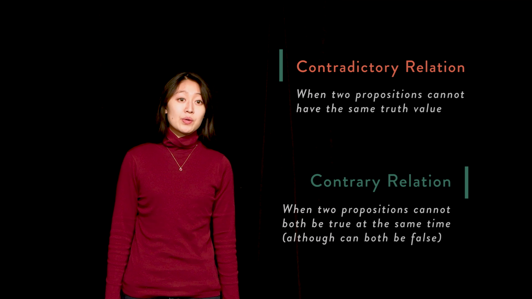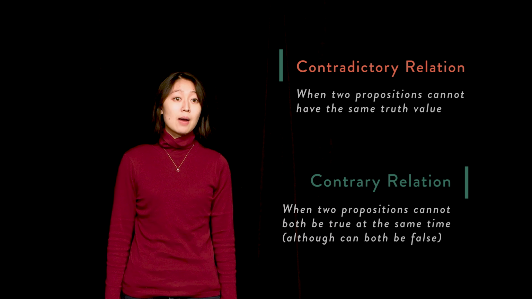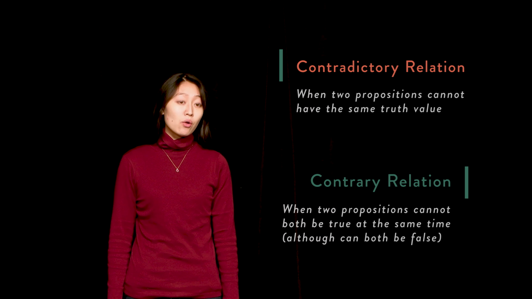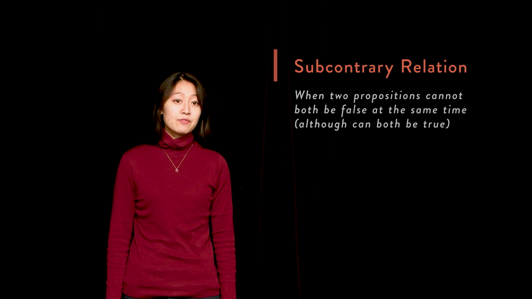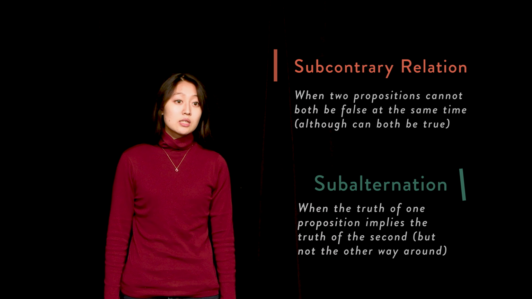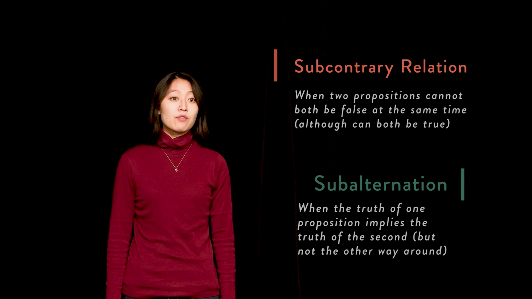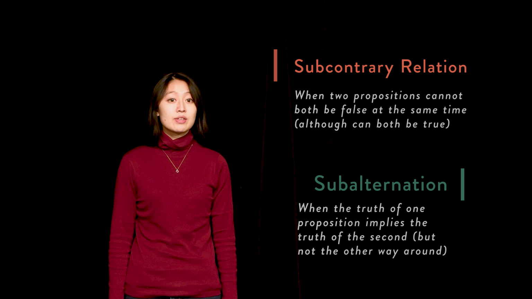Second, contrary relation, when 2 propositions cannot both be true at the same time, although they can both be false. Third, subcontrary relation, when 2 propositions cannot both be false at the same time, although they can both be true. Fourth, subalternation, when the truth of the first proposition implies the truth of the second, but not the other way around.